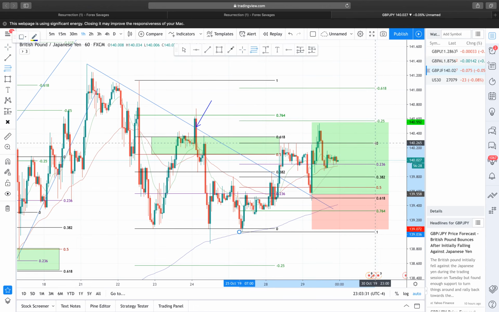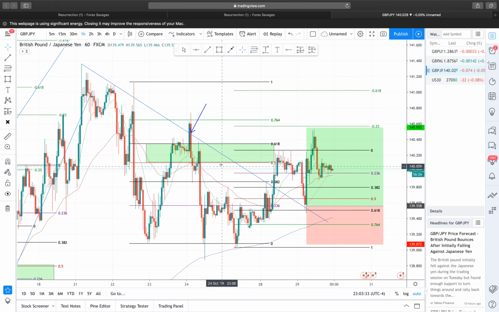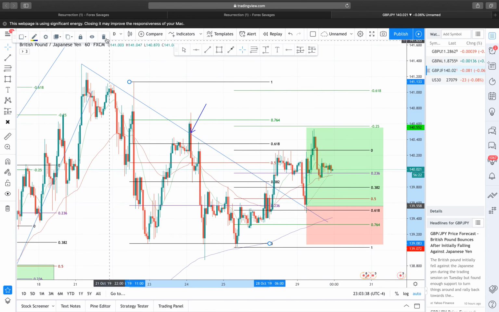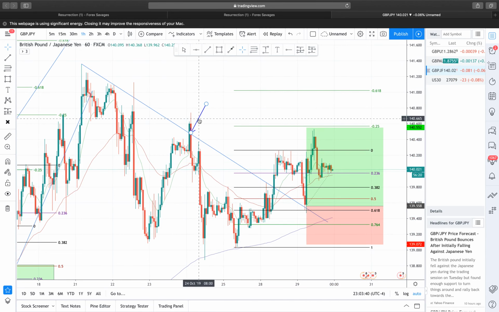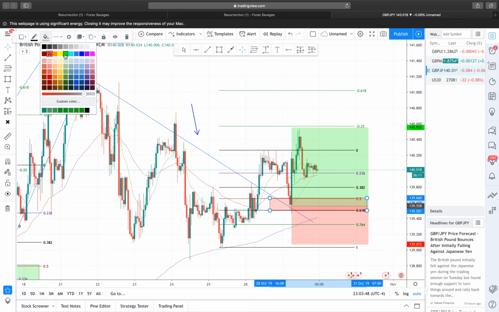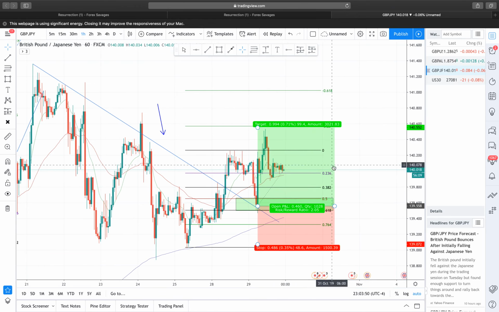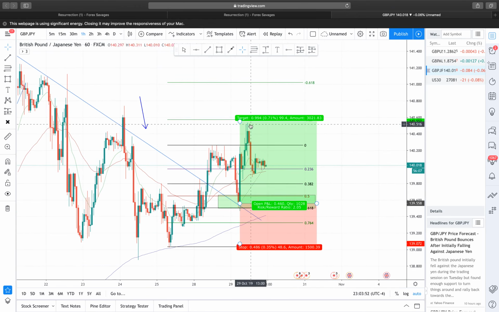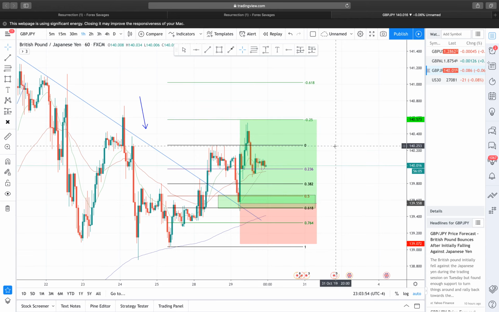So let me put this Fibonacci right back where I had it. Take this off so we're not confused. Highlight our zone. Right there. Boom. Beautiful. Almost hit take profit 3.